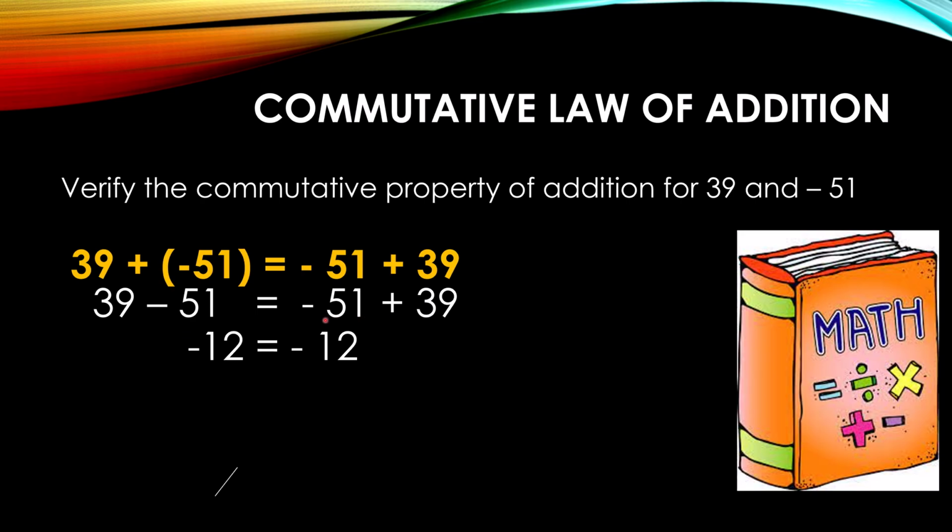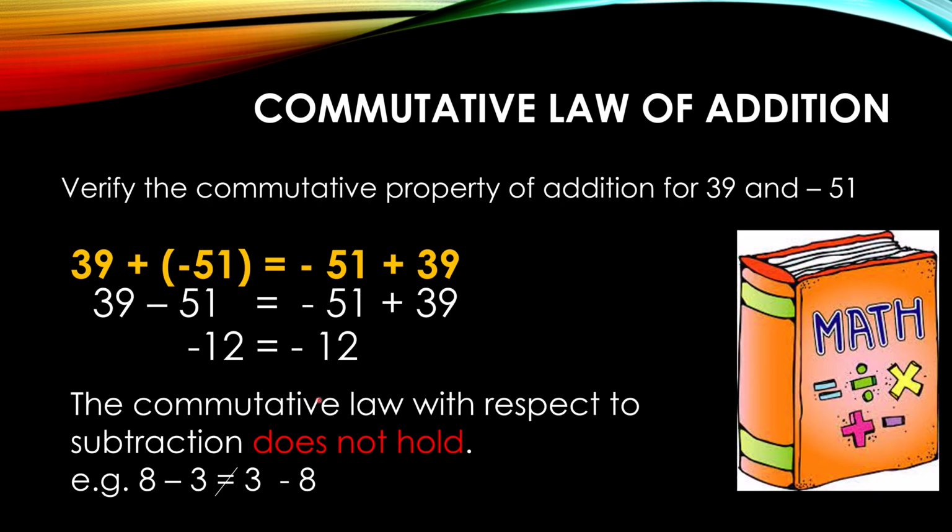And here again we will subtract, because plus minus means minus. We will subtract and then put the negative sign. But remember one thing, the commutative law with respect to subtraction does not hold. It means we can put the addition sign in the center to make both sides equal, but we cannot say that 39 minus 51 is equal to negative 51 minus 39. So we cannot put a minus sign in place of this positive sign. So the commutative law of subtraction does not hold.